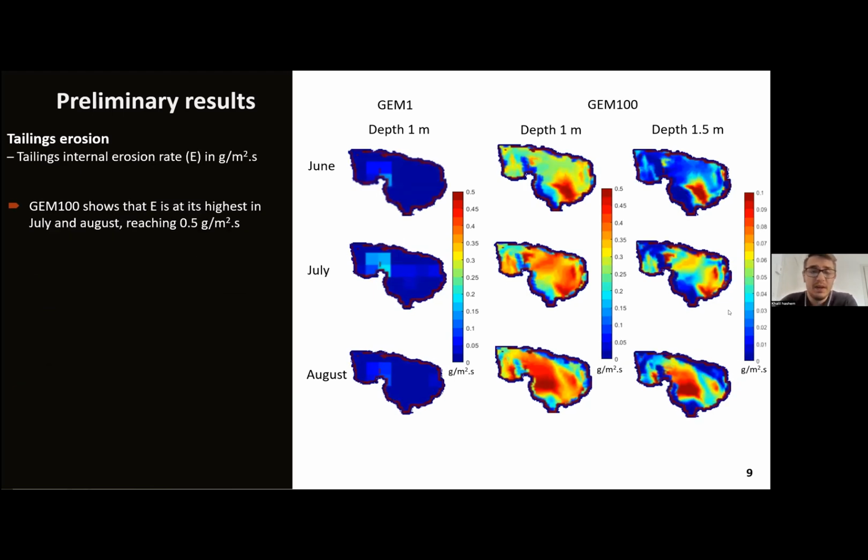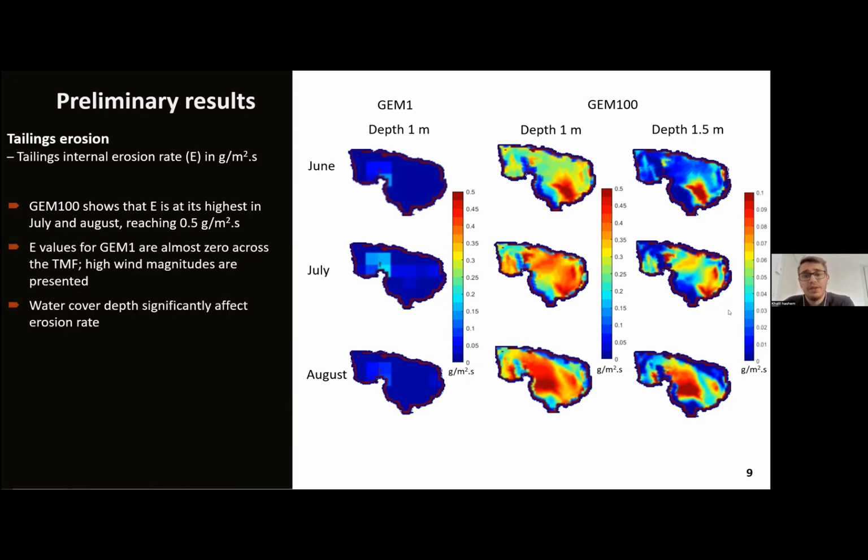And feeding these shear stress information into the erosion rate application, it turned out an erosion rate up to 0.5 gram per meter square per second using GEM 100 outputs. However, the erosion rate estimate is almost zero when using GEM 1 outputs, and this is due to the lower wind magnitudes presented in GEM 1 at water cover depth equals to 1 meter.